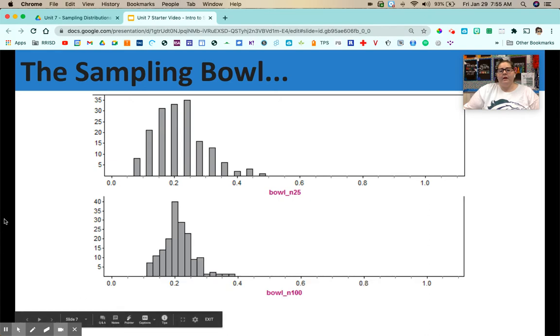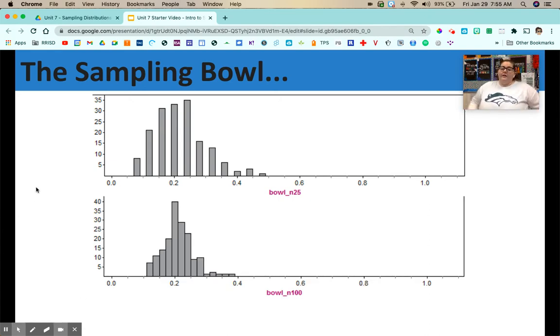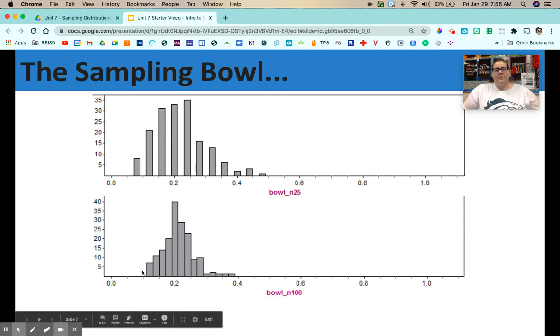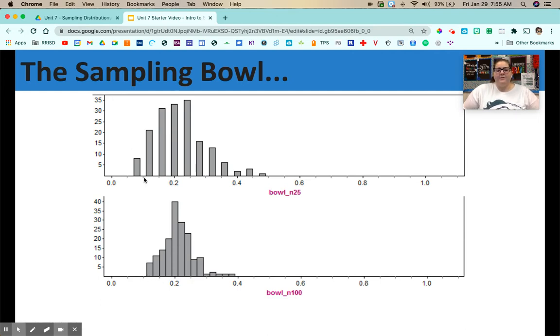Then we can look at our histogram for sample sizes of 100, which is much more compact. It's closer together. My tallest bar is in this 0.2 region, but everything's a lot closer together. So my smallest value is much higher than the one for sample size of 25. My largest value is a little smaller. It's still a little skewed to the right, but definitely going more towards what we would call symmetric and unimodal, or normal. It's not perfect, but it's getting there.